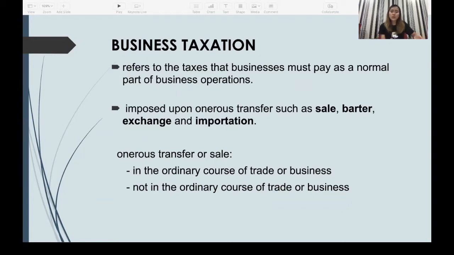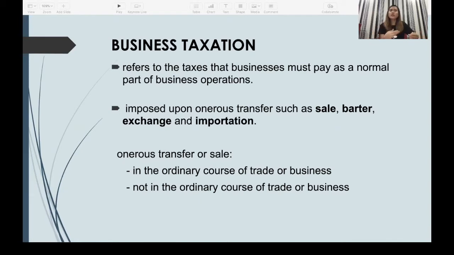When we say it is not in the ordinary course of trade or business, then probably we will not be talking about business taxation anymore. Kasi when we say business taxation nga, there is a sale. It is made in the ordinary course of trade or business. So, let's say for example, I have a mga gadget. If I will be engaging into buy and sell, then nandun ako in the ordinary course of trade or business.